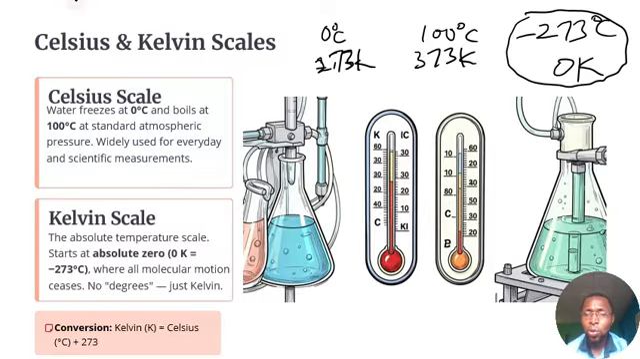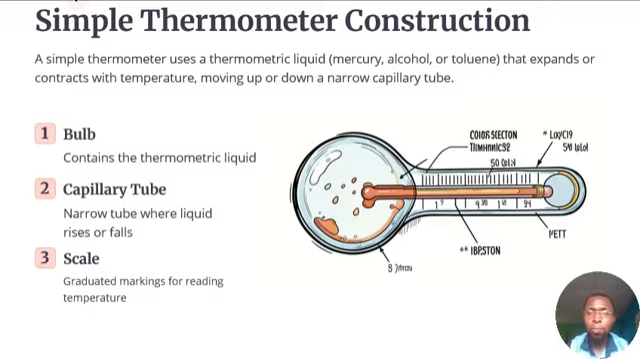All right. So let's proceed to the part on the simple thermometer. Now, the thermometer generally is an instrument that we use to measure temperature, irrespective of the substance. It is an instrument for measuring temperature. Okay. Now, the simple one looks like what you have here.